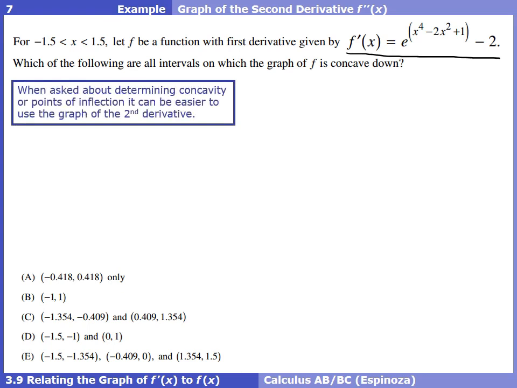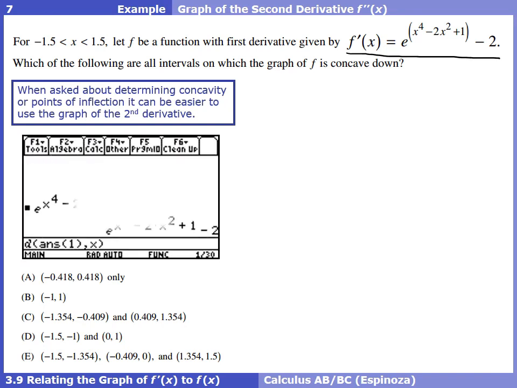My point of view on these problems is that when you're dealing with concavity and you can get a second derivative, I think it's a little bit easier to do with the second derivative graph, but you could do this with the first derivative graph if you had to. So when you're asked about determining concavity or points of inflection, I think it can be easier to use the graph of a second derivative instead, but it's not a requirement. For the sake of practicing this, we're going to take a look at the graph of a second derivative. If you've been practicing using your TI-89, this shouldn't be too difficult.